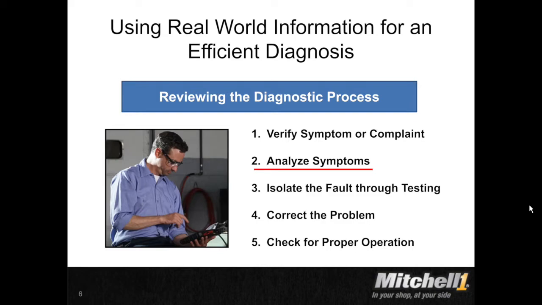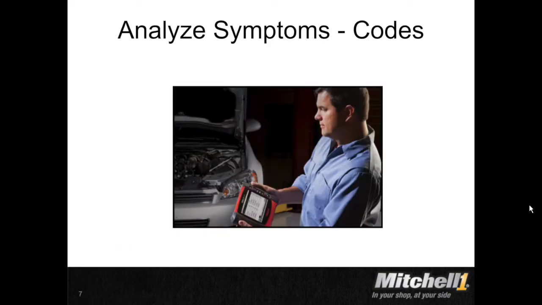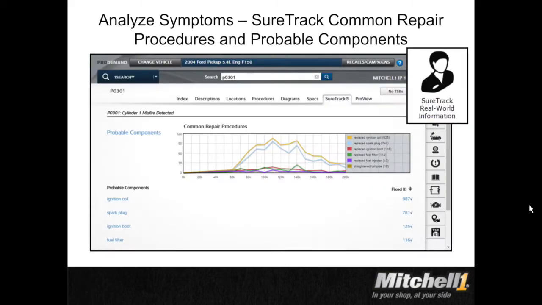Now right off the bat, you can use scan tools. As we know, there are some very basic tools just to read the codes right out of the vehicle. We're going to start with that as our first step for analyzing the symptoms. Once you pull the code, you can use your OEM information along with the code to better understand what the meaning of that code is for this vehicle, what the set conditions, running conditions, and so on are, to better understand your problem. Additionally, we have SureTrack real-world information that we can go to find out more about the issue.